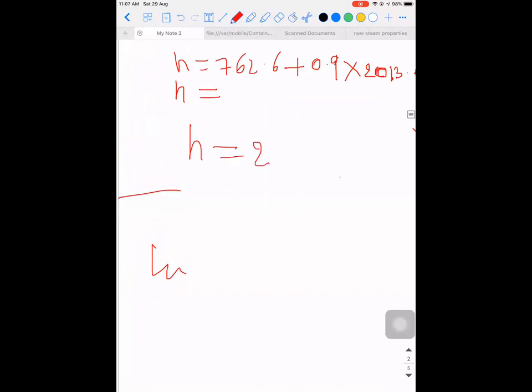Which equals 2574.74 kilojoules per kg. Some people have 74. Okay, there is no problem with the decimal place. That is the case.